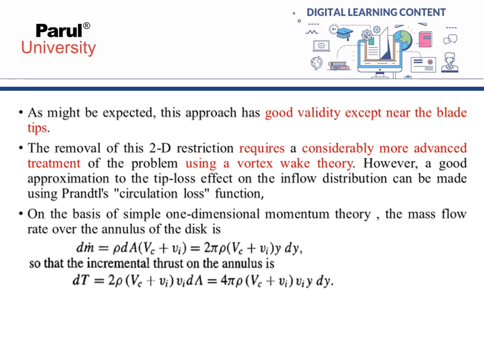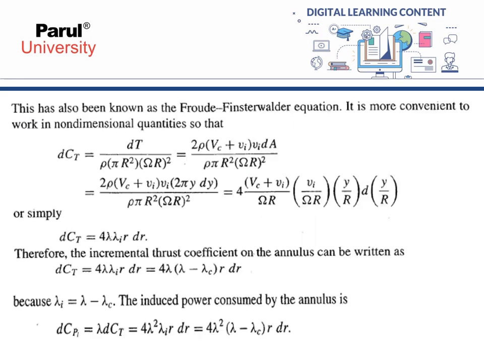is dm equal to rho dA (Vc plus Vi), equal to 2 pi rho (Vc plus Vi) y into dy, so that the incremental thrust on the annulus is dT equal to 2 rho (Vc plus Vi) Vi into dA, equal to 4 pi rho (Vc plus Vi) Vi y into dy. This has also been known as the Froude-Finsterwalder equation.